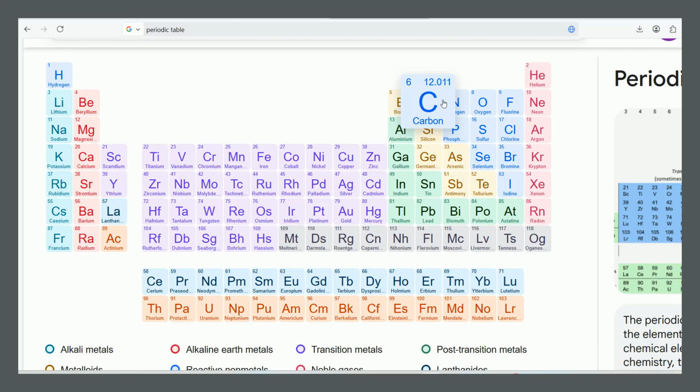It was defined as the amount of atoms in 12 grams of carbon-12. Carbon-12 being the isotope of carbon that has 6 neutrons, and hence 12 protons plus neutrons in its nucleus.